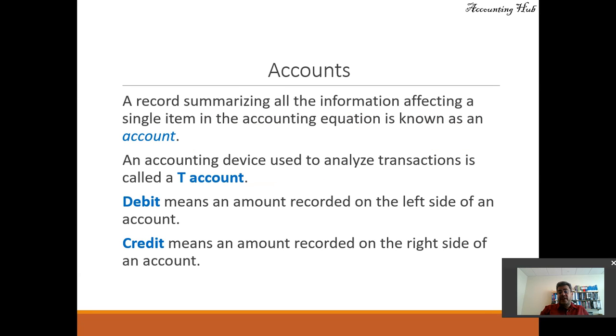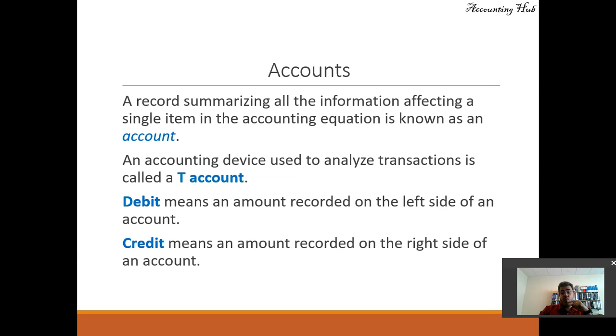First of all, what is an account? A record summarizing all the information affecting a single item in the accounting equation is known as an account. Cash is an account. Sales is an account. Accounts payable, an account. So all of these items, they are accounts. An account device used to analyze transactions is called a T account.